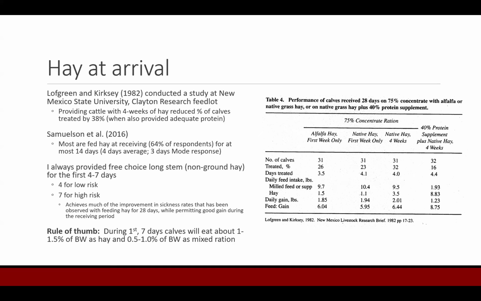Okay. So here is a rule of thumb. During the first 7 days, calves will eat about 1 to 1.5% of their body weight as hay, and half to 1% of their body weight as a mixed ration. Okay.